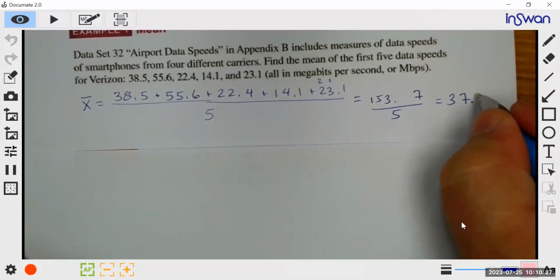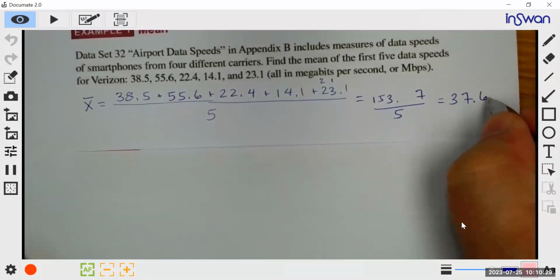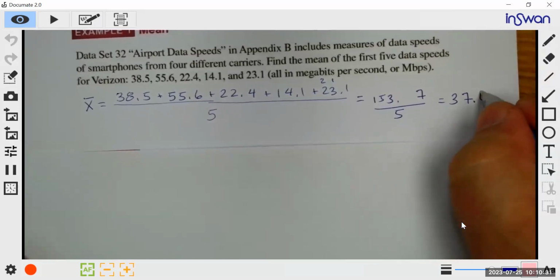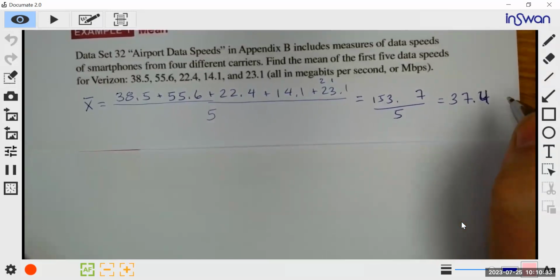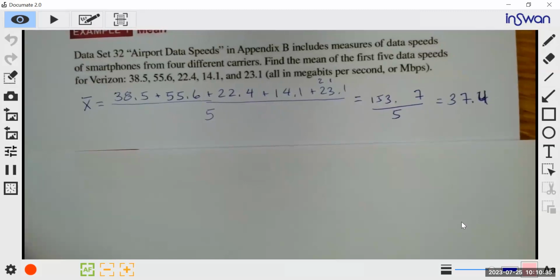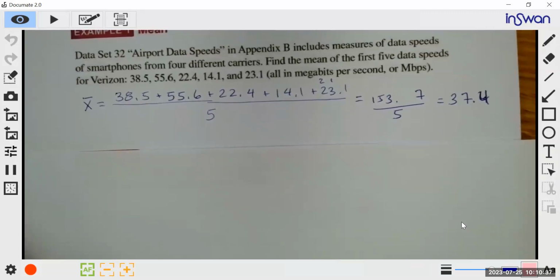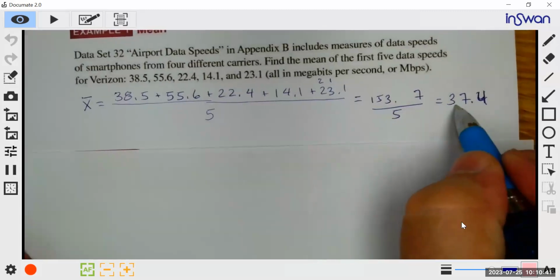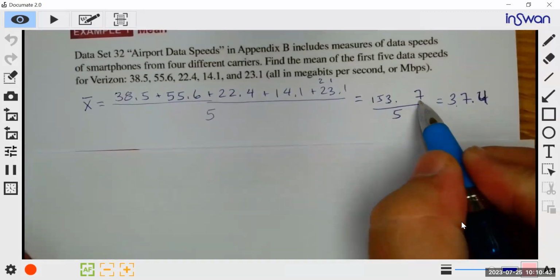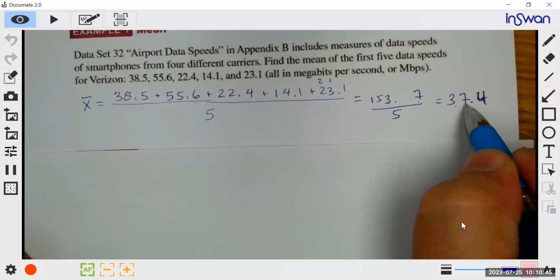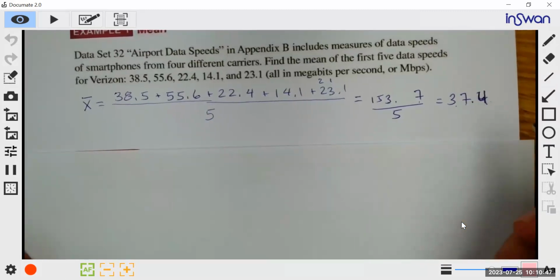Here's 36. Yeah, it's 2 left. 37.4. See, 5 goes into 15 3 times. 5 goes into 37 7 times with 2 left over. It makes it 0.4.